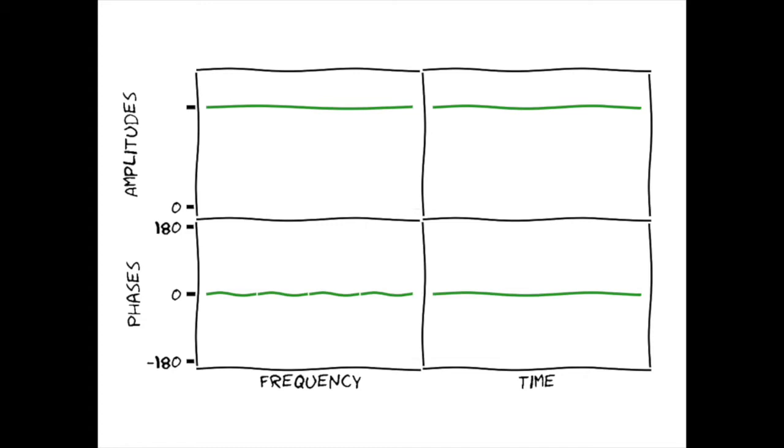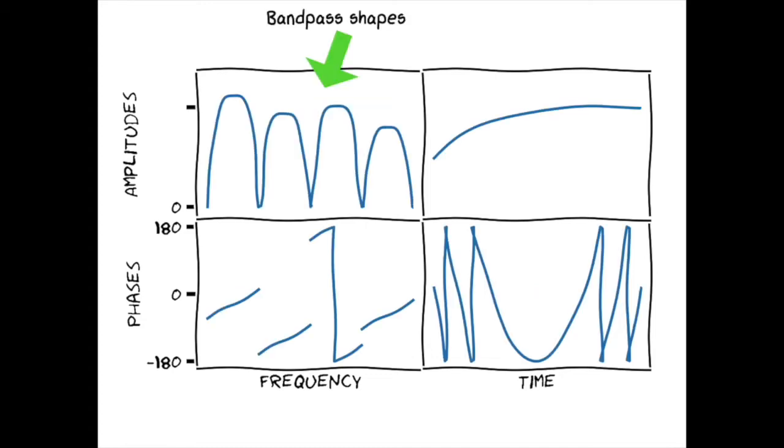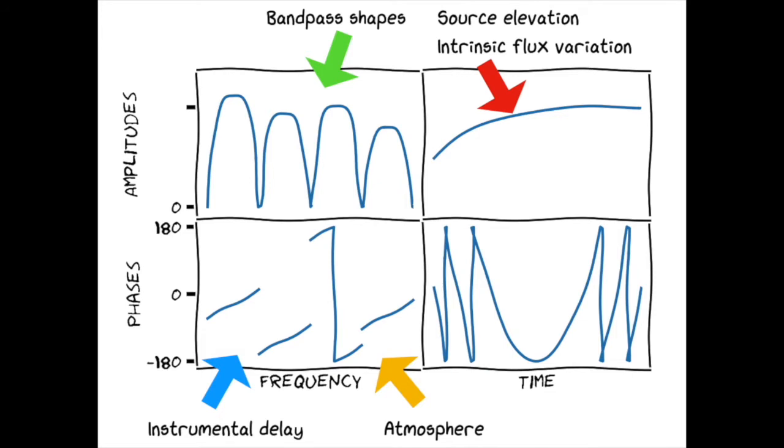Due to atmospherical and instrumental effects, the previous diagrams look more like this. In the amplitude versus frequency panel, we can see the bandpass shapes of the receiver. In the phase versus frequency panel, the instrumental delay leads to jumps between spectral windows and the atmosphere introduces a slope. The amplitude versus time is not flat if the source is observed at low elevations or has intrinsically varying flux. The atmosphere leads to rapidly wrapping phases with time. The data needs to be corrected for these effects.